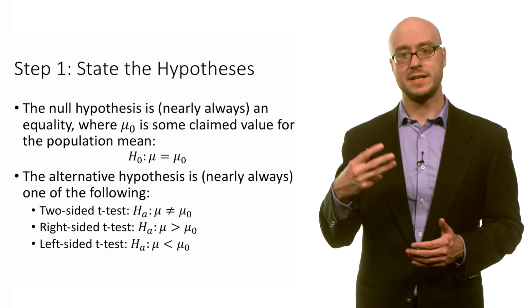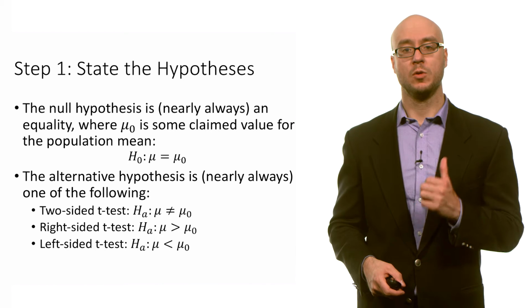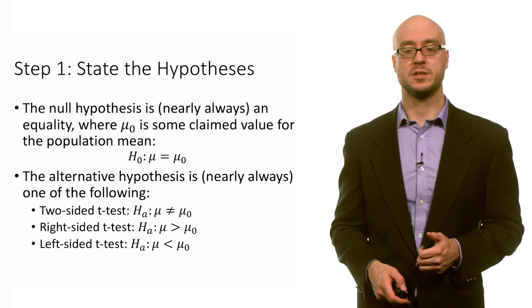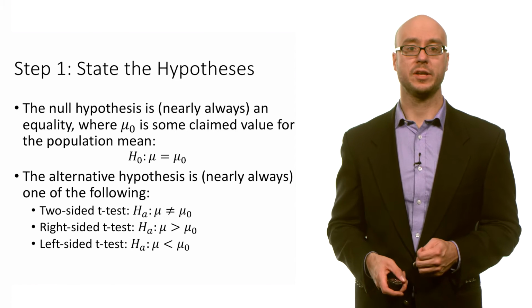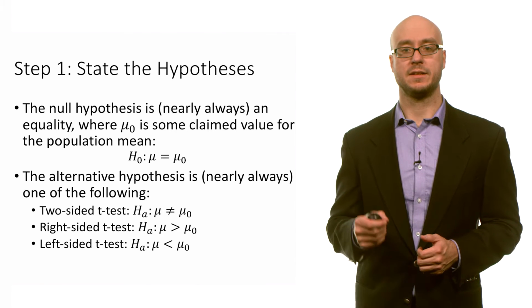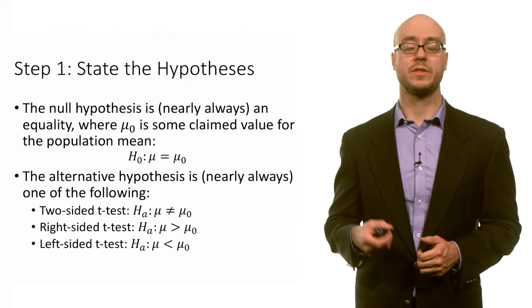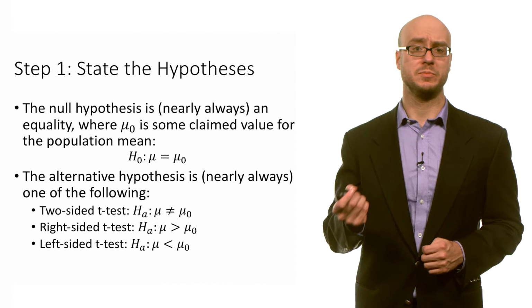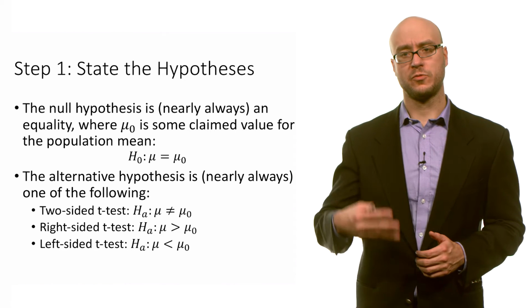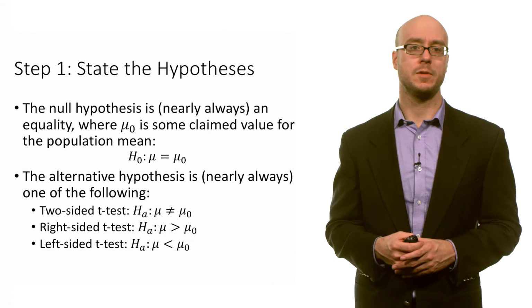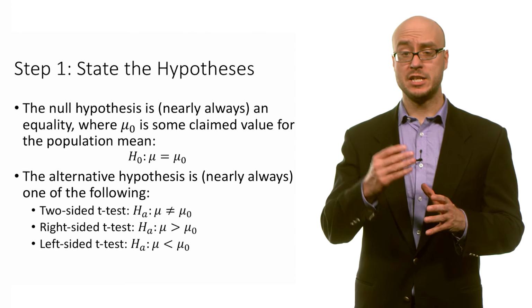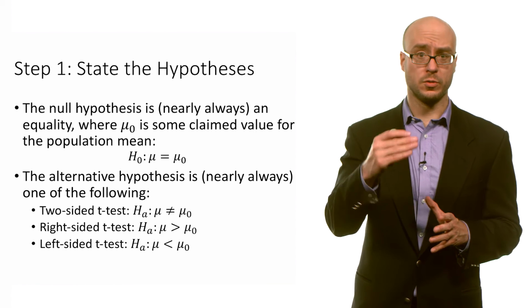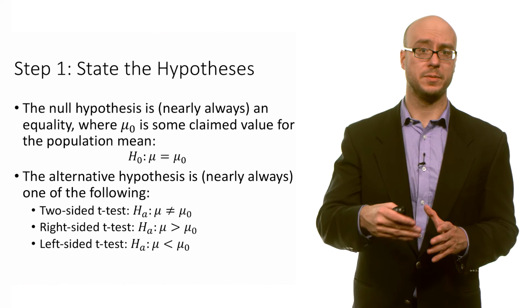Then the alternative has three versions, okay? We can have a two-sided t-test, which is that the population mean does not equal that claimed value. A right-sided test is that the population mean is greater than the claimed value under the null. And then the left-sided test is that the population mean is less than the claimed value. There are three variations of the alternative hypothesis, but in each of those three variations, the null is the same. The null is that the population mean is equal to that claimed value. So first step, state the hypotheses.